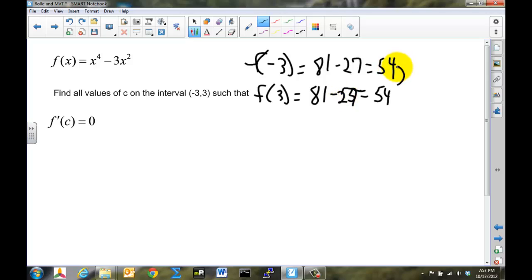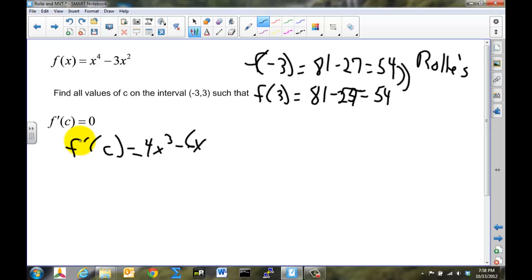Well, since these are equal, what can we do? We can use Rolle's theorem, can't we? By Rolle's theorem, there has to be one between -3 and 3. So we know we should expect to get at least one answer out. So let's take the derivative down here. F prime at C is 4x cubed minus 6x. Set that equal to 0. We can factor out a 2x, and we get 2x squared minus 3 equals 0.